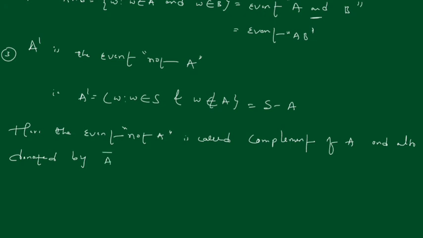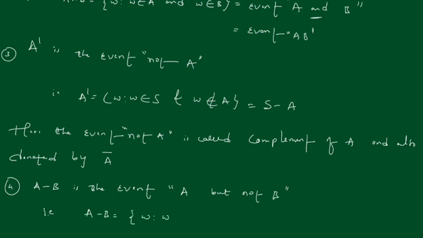Next, fourth one, A difference B is the event that is A but not B. That is nothing but A difference B equals to omega such that omega belongs to A, omega does not belong to B. So here what we have, omega such that omega belongs to B dash, or we can write A intersection B dash.